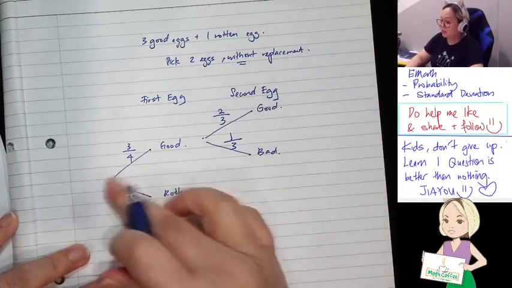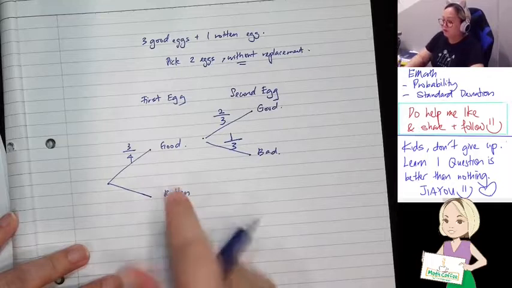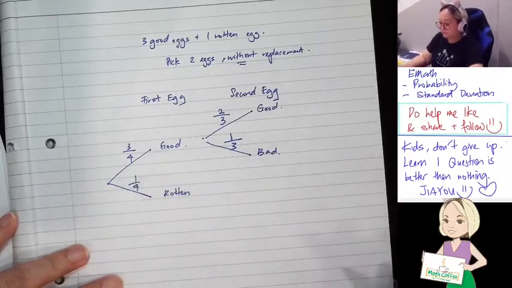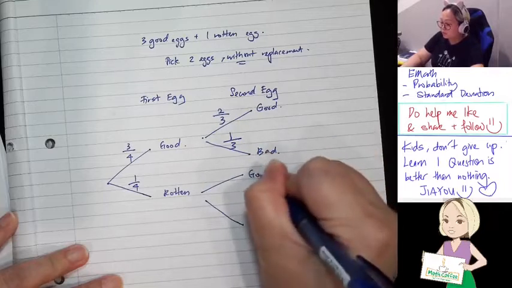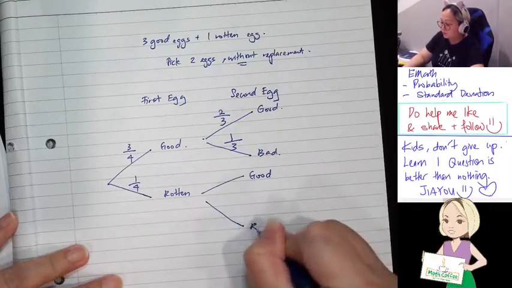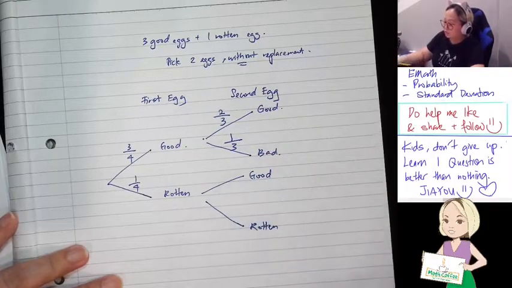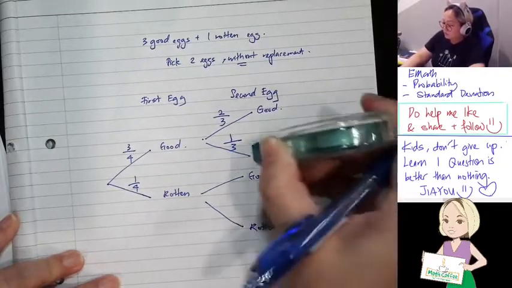Okay, now come to here. So I only have 1 rotten. So it's 1 out of 4. Then I draw this. Good and rotten. Okay, I should use rotten. Okay, this is rotten.